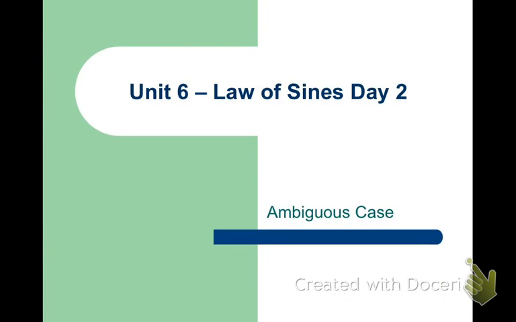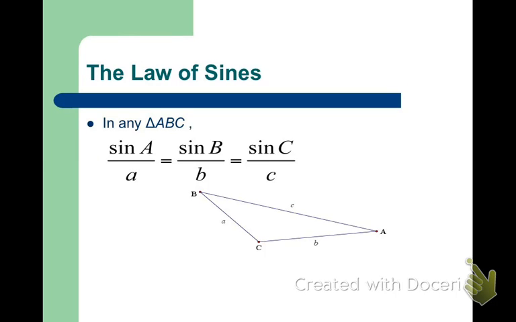So this is day 2 of Law of Sines on what we call the ambiguous case. We investigated this in class, so I just want to solidify a few things. Just a reminder, Law of Sines looks like sine A over a, sine B over b, sine C over c. Or you can use reciprocals.